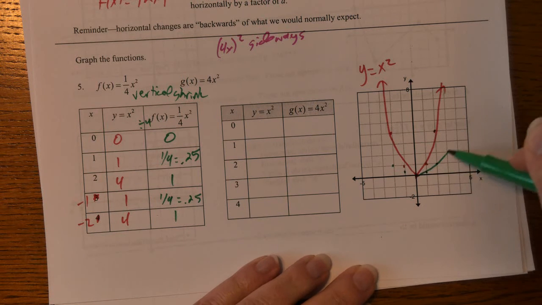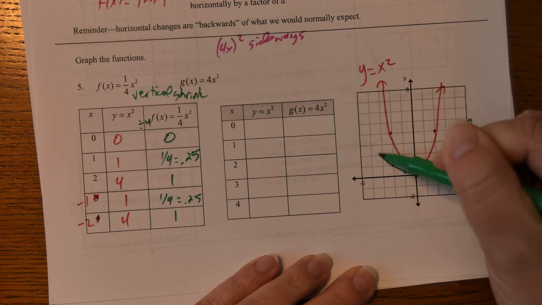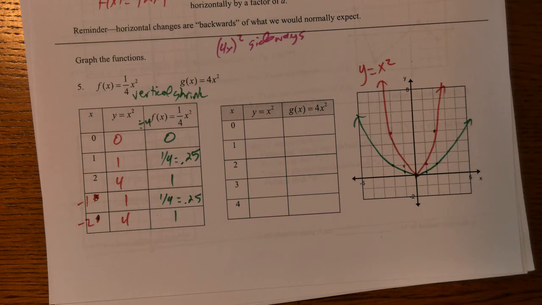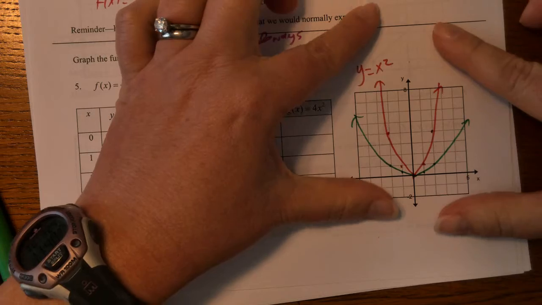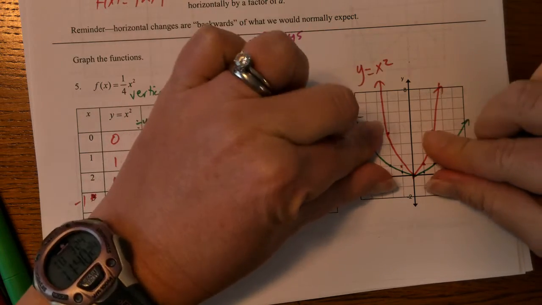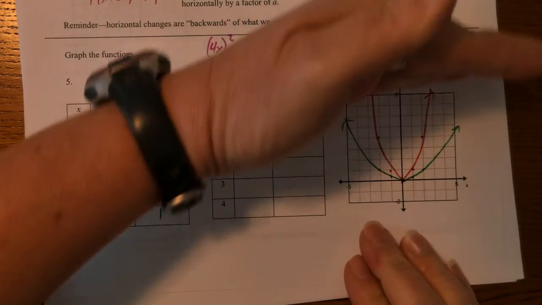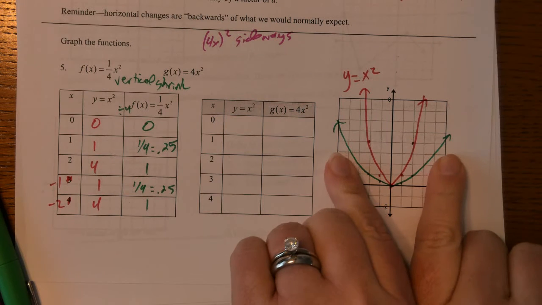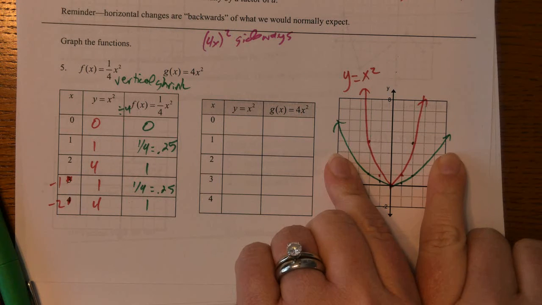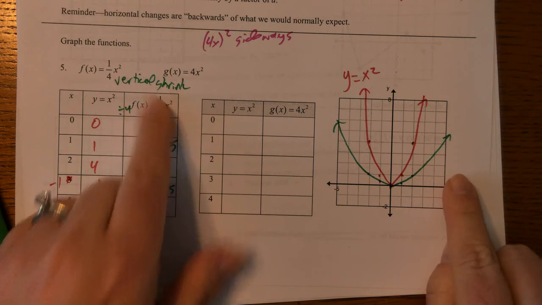So notice what happened to our picture. By vertically shrinking it, by squeezing it vertically, do you see how it smashed it down? It made it kind of open up and get wider. Okay? It's a vertical shrink.